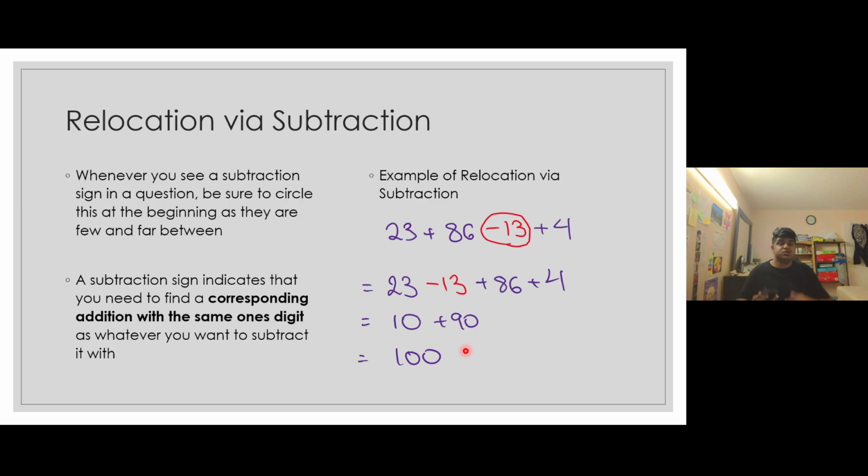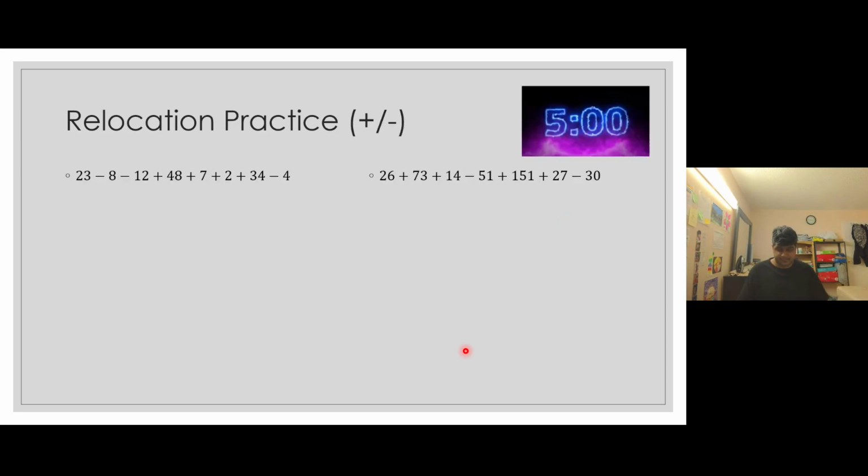Now, once you're done this, you can check using your calculator. 23 plus 86 minus 13 plus 4 does in fact give us 100, as you can see in my calculator right there. So that's how you can use this to really develop your skills in terms of how to regroup, and not only how to regroup, but how to regroup properly and using the right convention every single time. Okay?